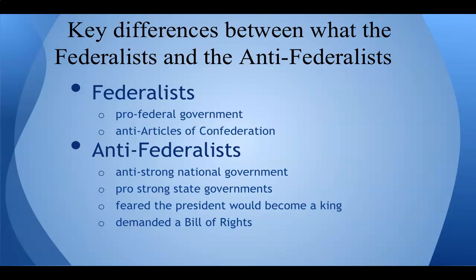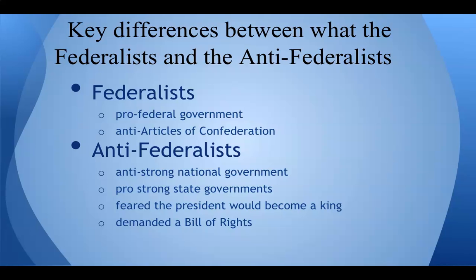The Federalists are pro-federal government. They are pro-Constitution. They are definitely anti the Articles of Confederation. They are very concerned about having a weak national government, and they really want to have economic progress. They really want to have the economy stable, and they want the United States to become a more stable country.